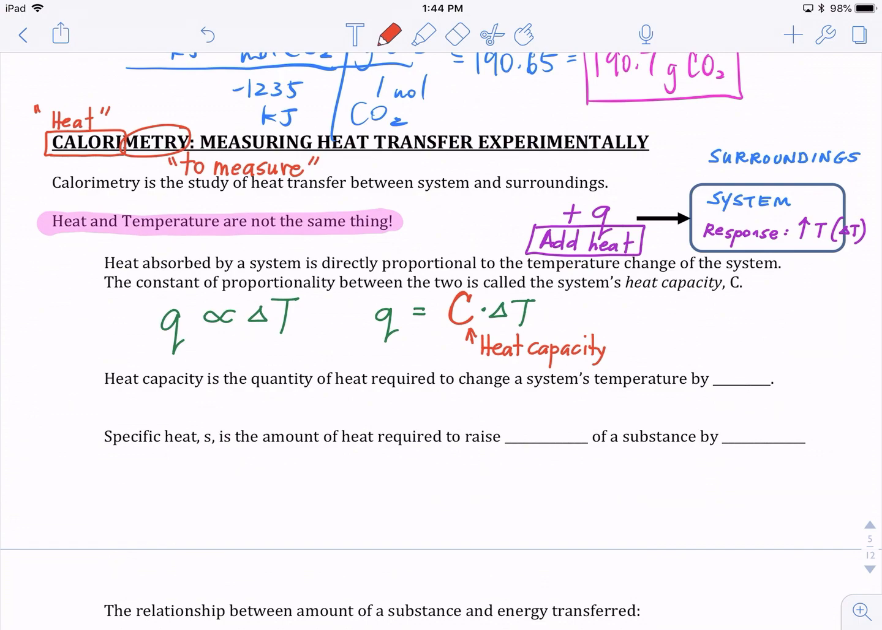It's going to be that constant of proportionality between heat and temperature, meaning how much heat do you have to add to change the temperature of the system. So by definition, heat capacity is the quantity of heat required to change a system's temperature by 1 degree Celsius. And so if we're going to change the temperature by 1 degree, how much heat do we have to add? Specific heat is the amount of heat required to raise 1 gram of a substance or system by 1 degree Celsius. So a little bit different, and we'll talk about units.